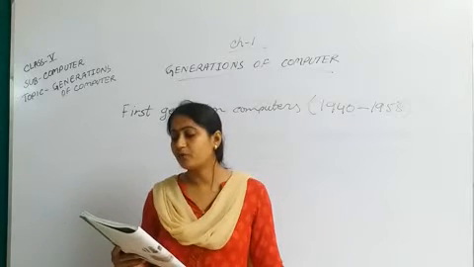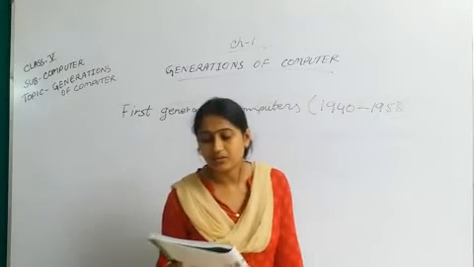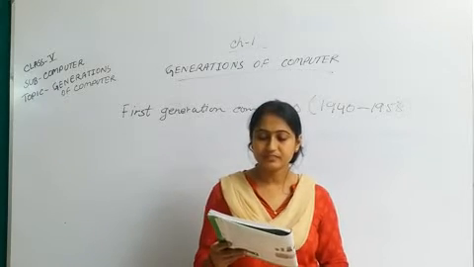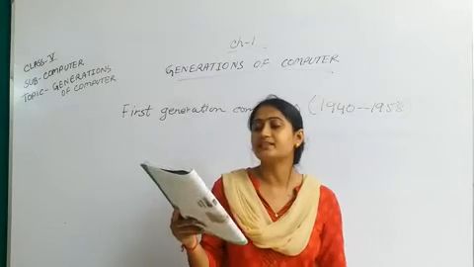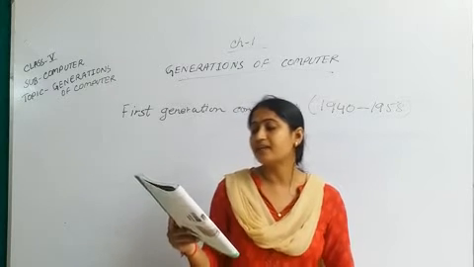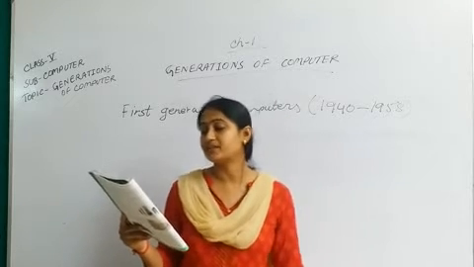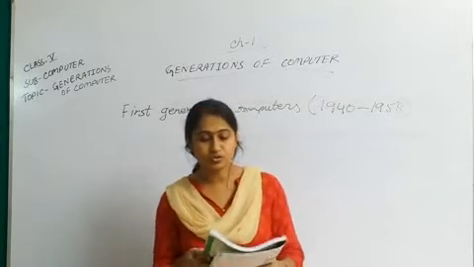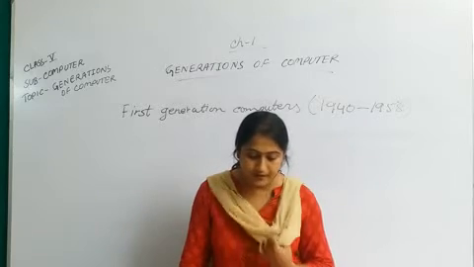Next is EDSAC. In 1949, Professor M. Wilkes of Cambridge University designed the Electronic Delay Storage Automatic Calculator. This machine was slightly faster than ENIAC. It occupied an area of 20 square meters and weighed up to 6,000 kilograms. It was the first computer that used a stored program.